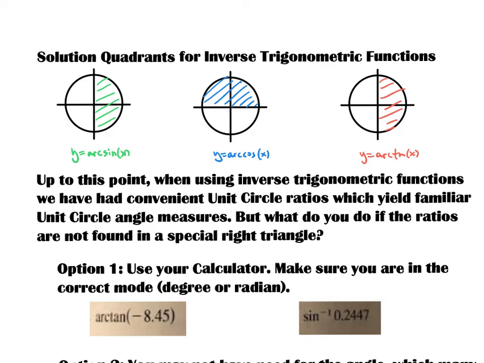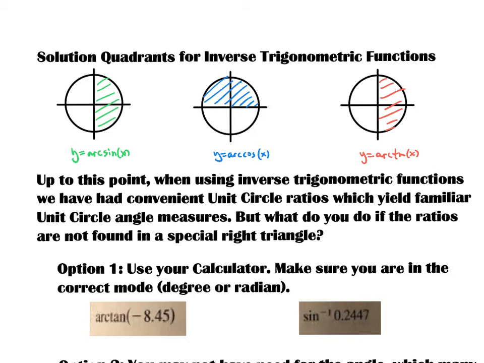For example, option 1, you would use your calculator. If you look at the following below, arctangent of negative 8.45, I don't recognize that as anything that is angle familiar to me, right? I don't know if negative 8.45 is negative 17 pi over 6 or negative 2 pi over 3. I have no idea. That is a situation where you're going to want to use your calculator. Same thing with inverse sine of 0.2447. If you know that decimal is pi over 3, then good for you. But typically, if you see a value that is foreign to you, it'll likely be a calculator type problem.